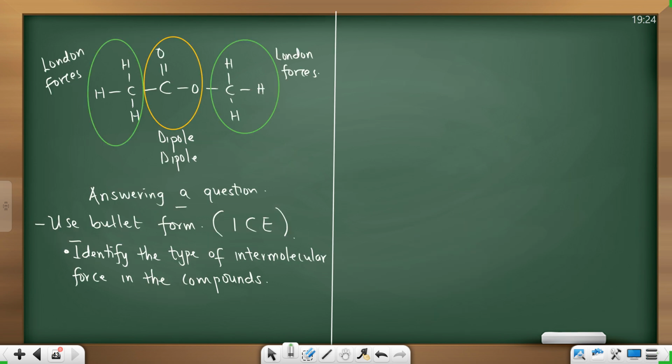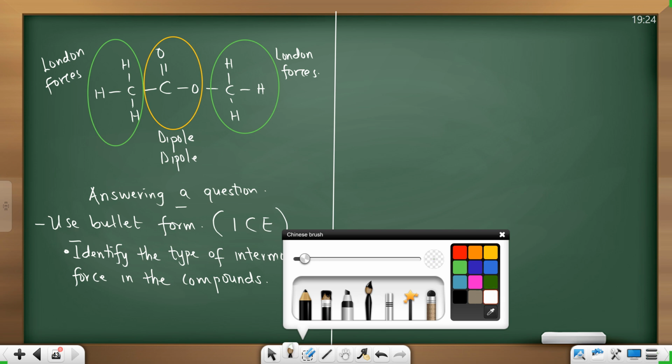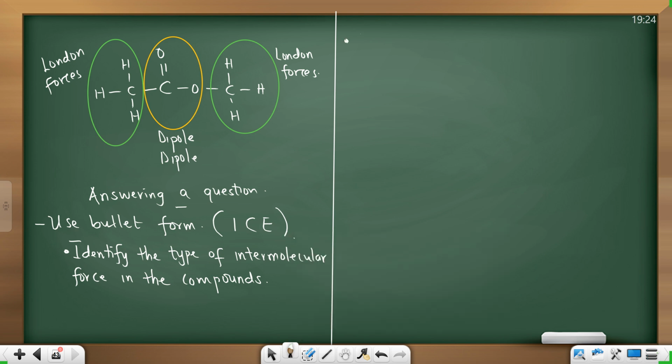Okay. But at least now you know the full details. Number one, identify. Number two, compare the strength of the intermolecular forces. And that's very easy. You know the weakest and the strongest, right?